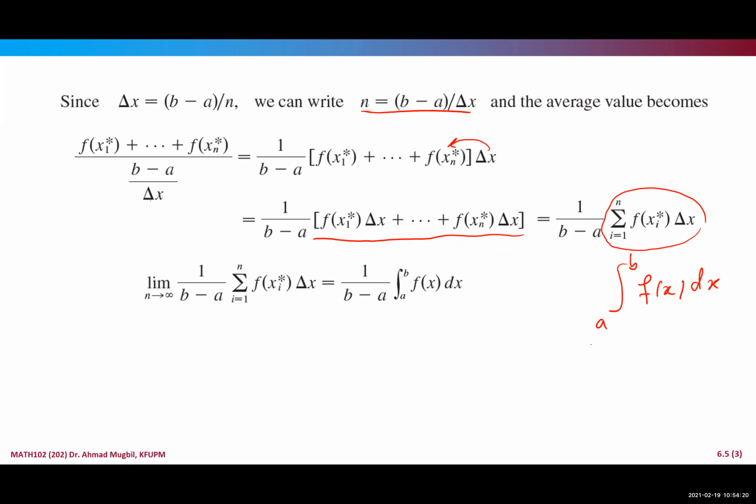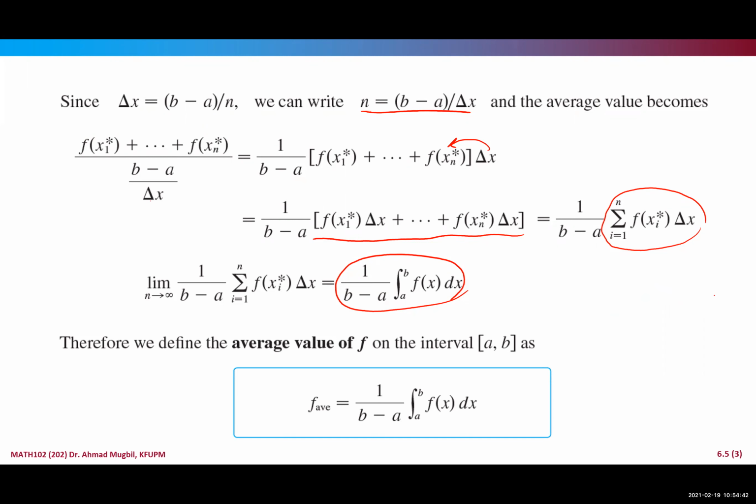So what is this equal to now? When n goes to infinity, it will be equal to the average value of the function. We started by approximating for some specific n, and we then let this n go to infinity. So we have now the average value of this function.